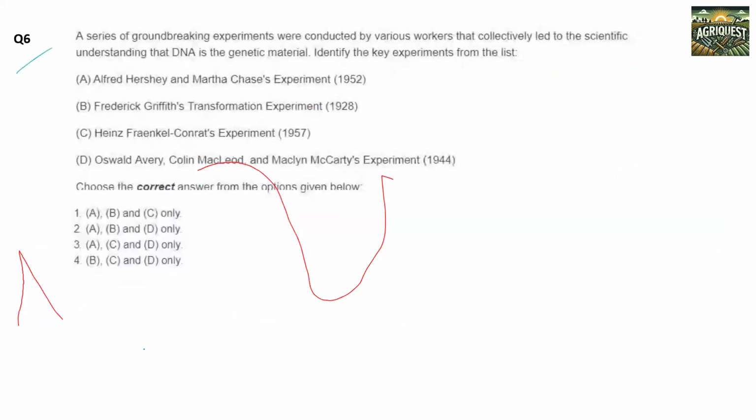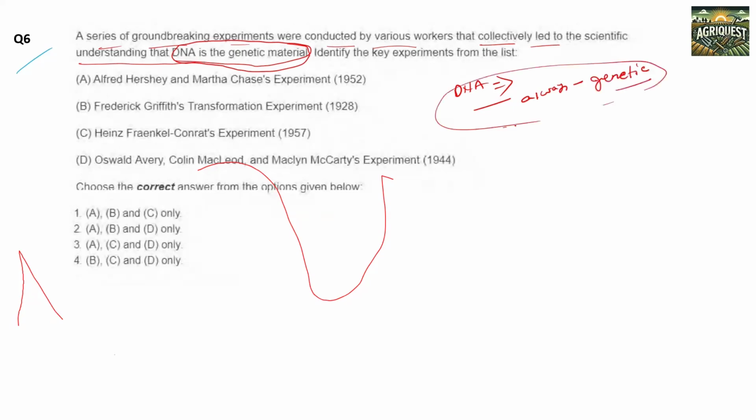Question number 6. A series of experiments were conducted by various workers that collectively led to the scientific understanding that DNA is the genetic material. If the term 'DNA is always the genetic material' comes up, you should remember this is not correct. Sometimes RNA may also be the genetic material.